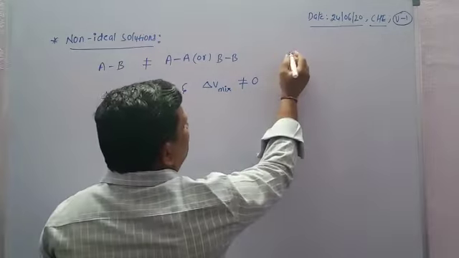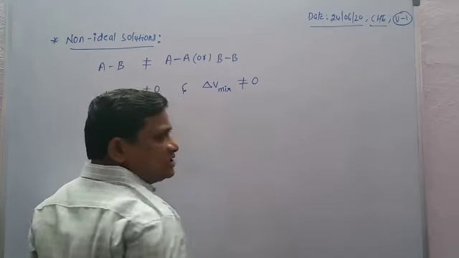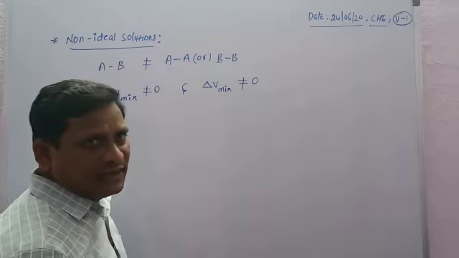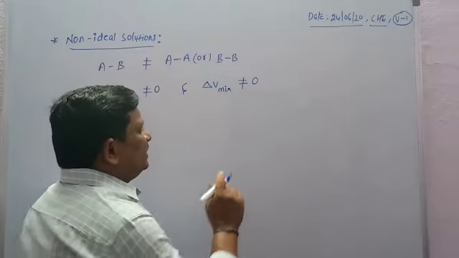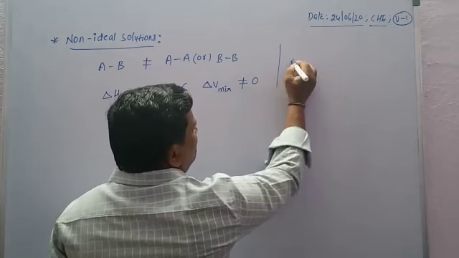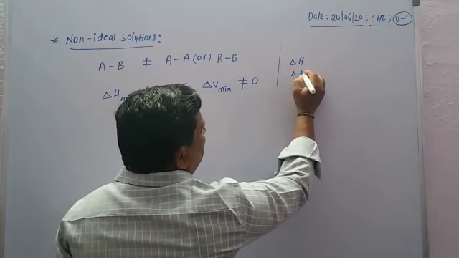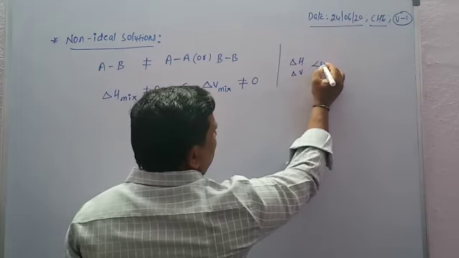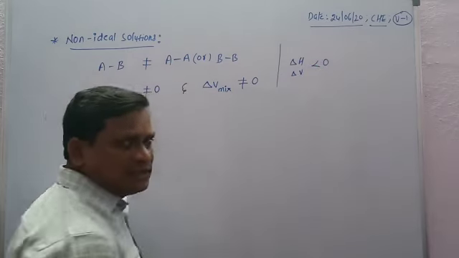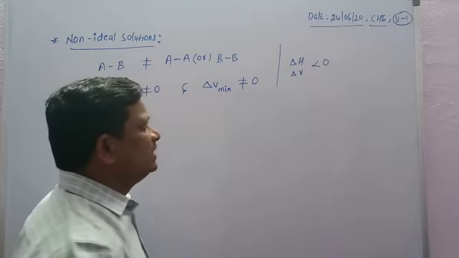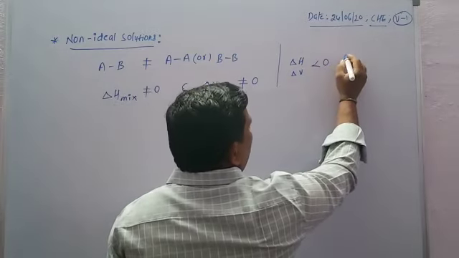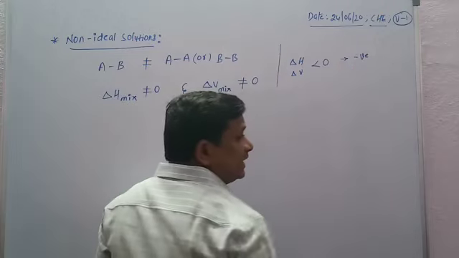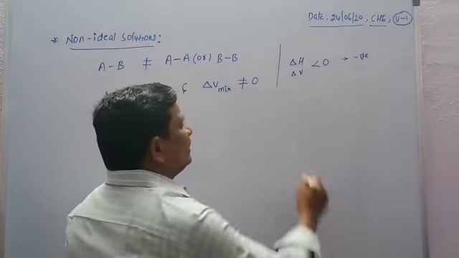For example, if the delta H and delta V values are less than 0, less than 0 means negative values. So the solution which deviates this way shows negative deviation. That is the negative deviation.